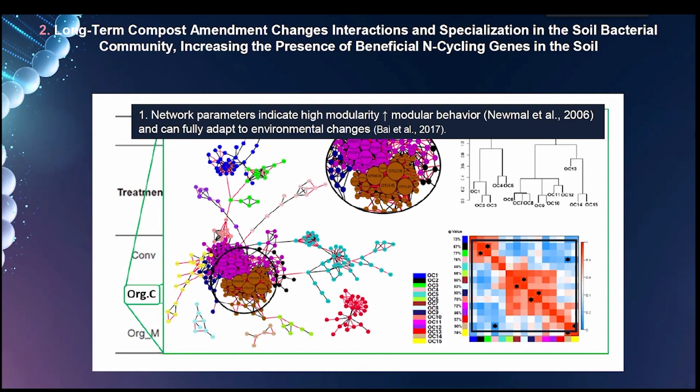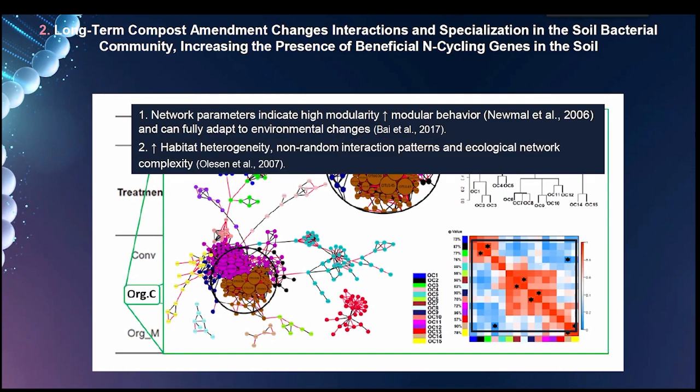In addition, each class of network can fully adapt to environmental change. So the network presents a higher habitat heterogeneity, non-random interaction patterns, and also ecological network complexity.